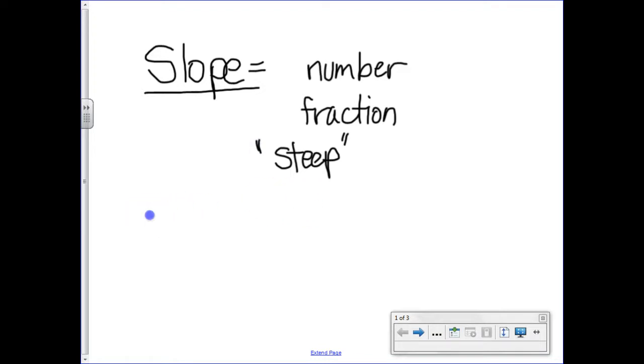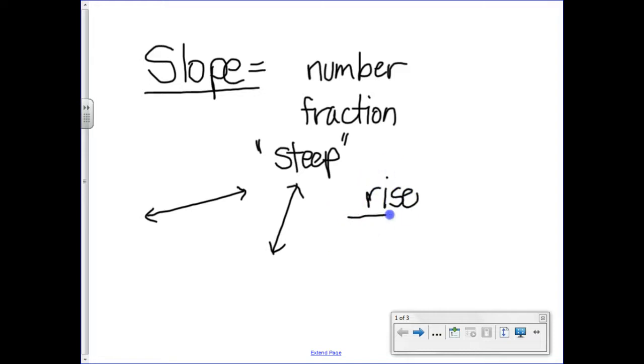For example, if I have a line that's kind of gradual like this, it won't have as large a slope or as big a number as something like this. This is going to have a bigger number measuring its steepness. Why does that happen? Well, here's how we determine it.